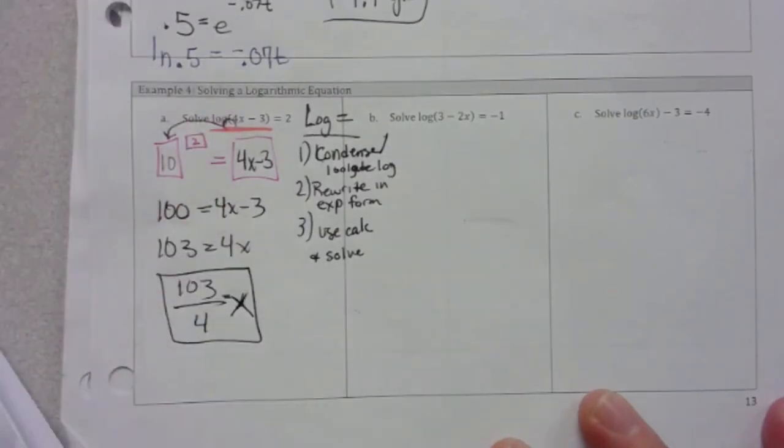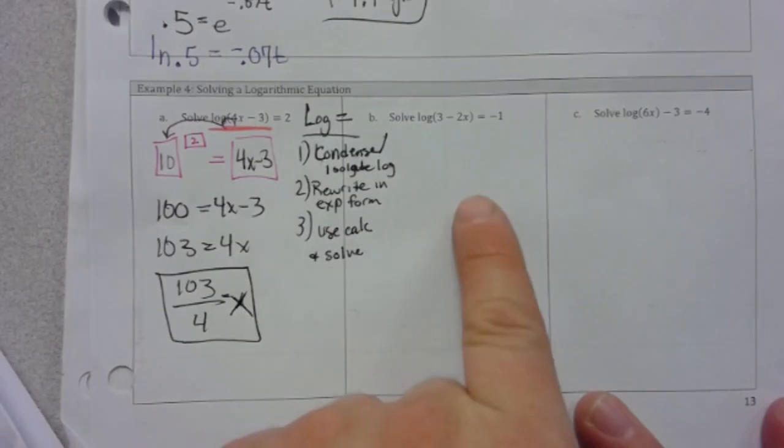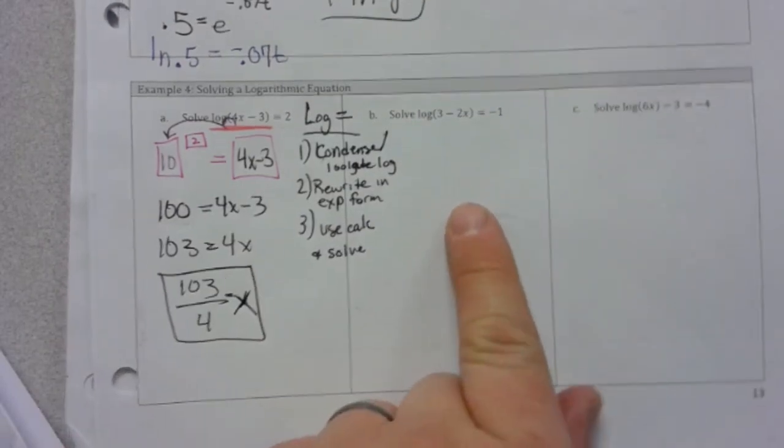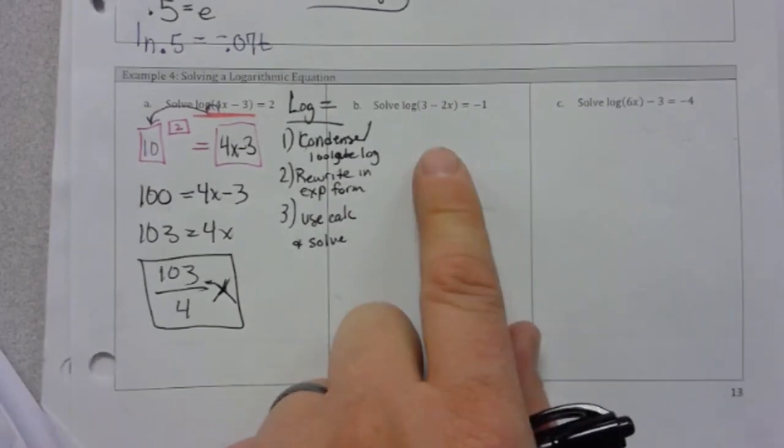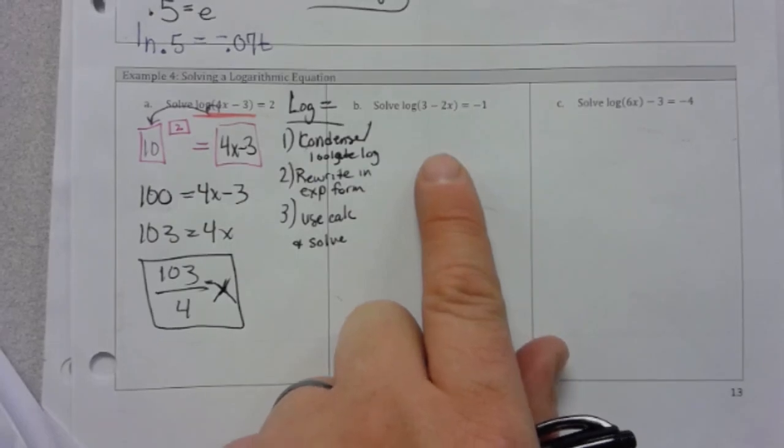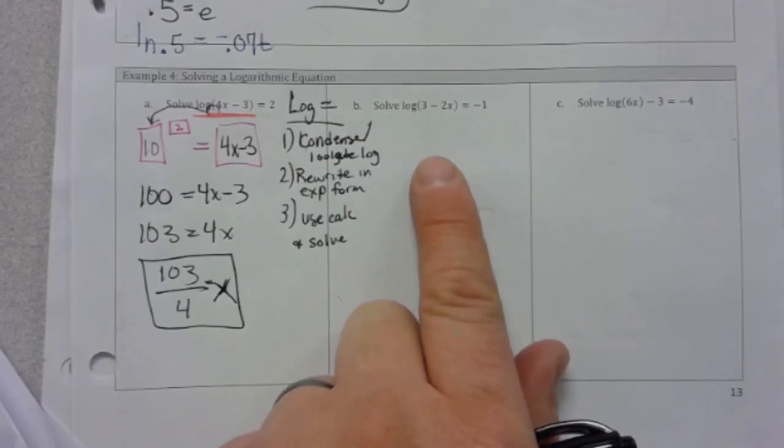You got it. KJ, where does the negative 1 go? As the exponent or the answer? Exponent. That means that 3 minus 2x is the answer. Maybe this is one you do need. Students, do you need to put 10 to the negative first in the calculator?